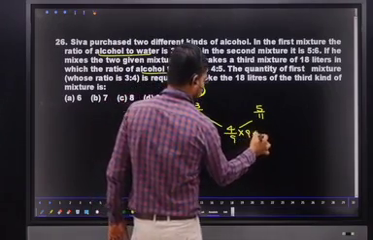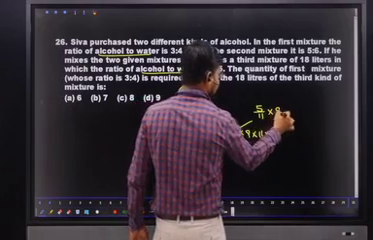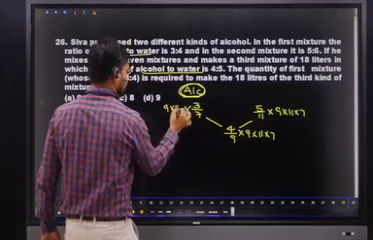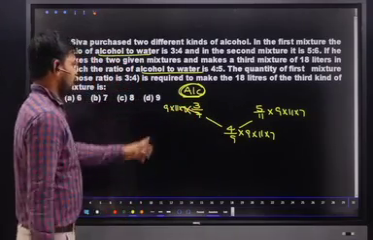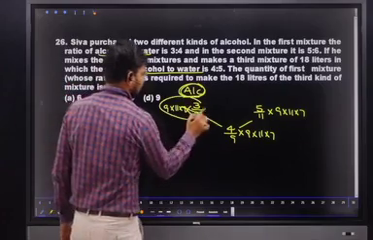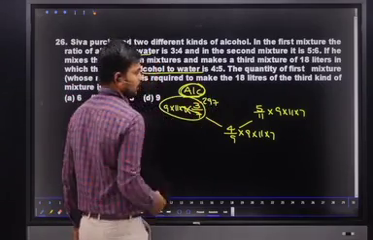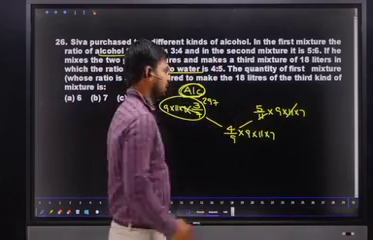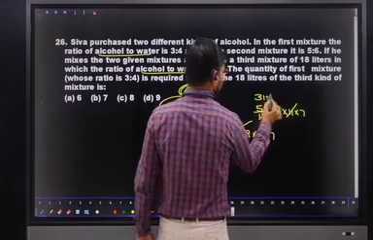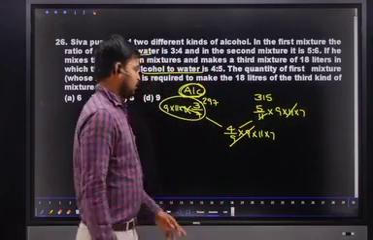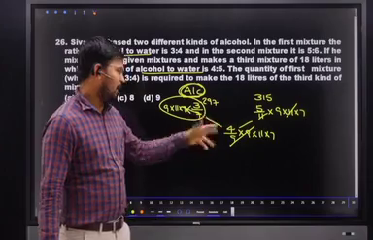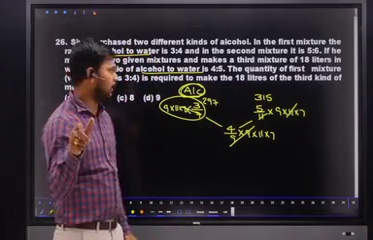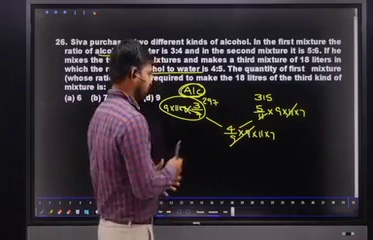So each one is multiplied with all denominators: 9 into 11 into 7. 7, 7 get cancelled. 9 11s are 99, 99 3s are 297. 11, 11 get cancelled. 9 7s are 63, 63 5s are 315. 9, 9 get cancelled. So 4 into 11, 44. 44 into 7: 4 7s are 28, 280, and 4 7s are 28, 308.